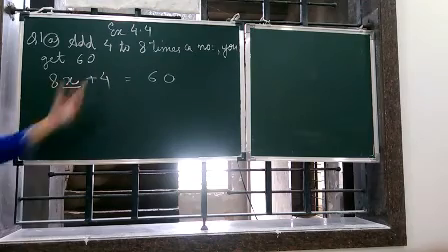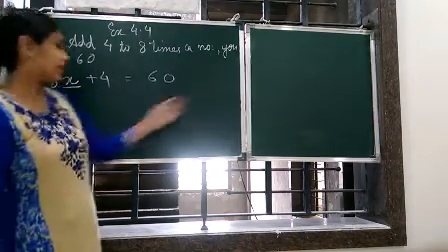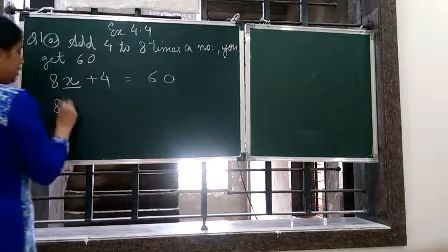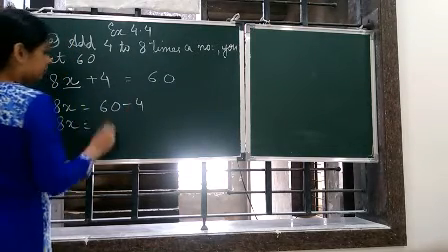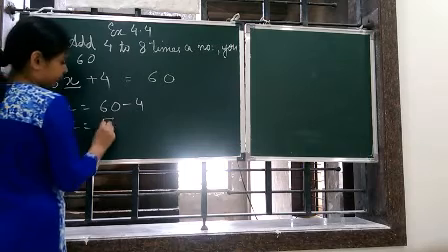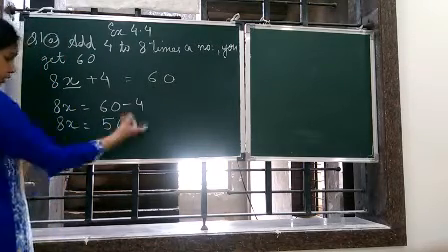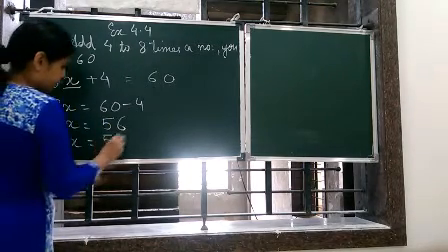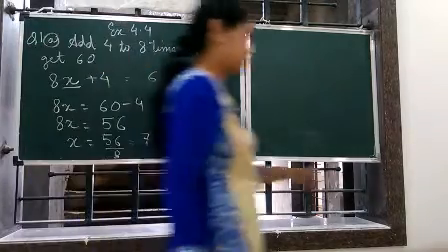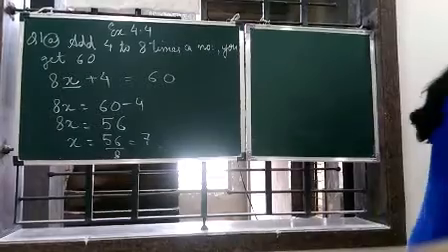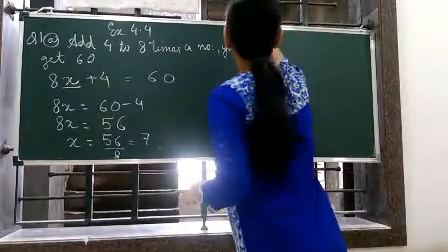Now we solve this equation. This 4 will be transposed that side. So 8x is equal to 60 minus 4. This becomes what? 56. Now 8 gets transposed. Answer is what? 7. The value of x is equal to 7. Then B.